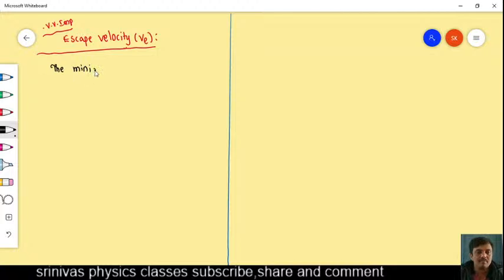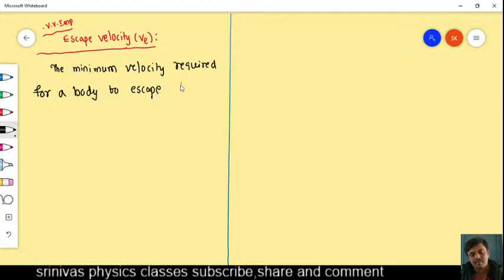The minimum velocity required for a body to escape from Earth's gravitational field. In order to escape an object from Earth's gravitational field, how much velocity do you have to give?